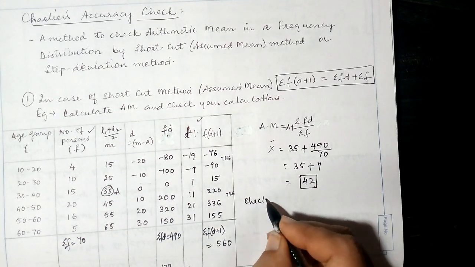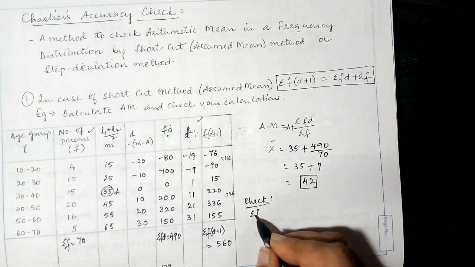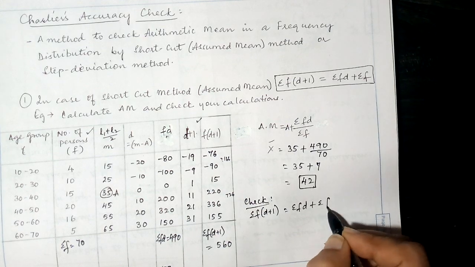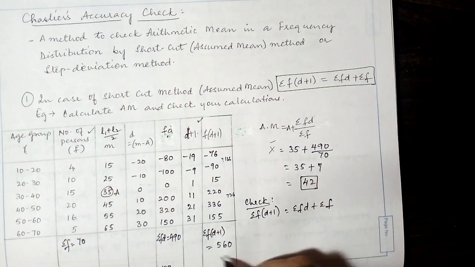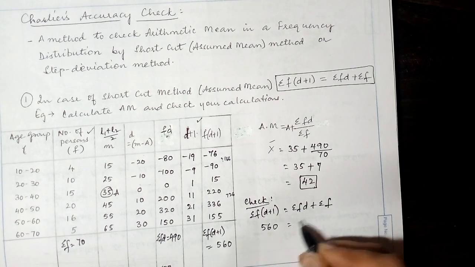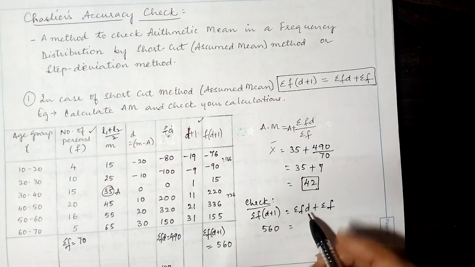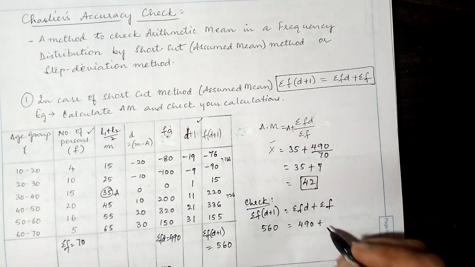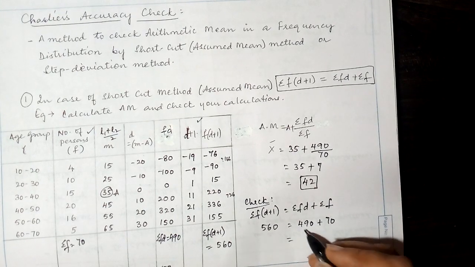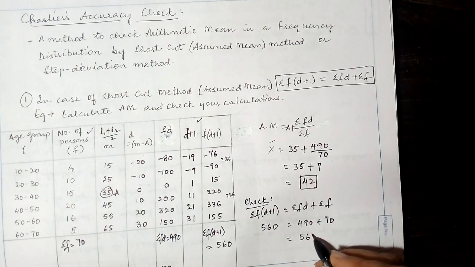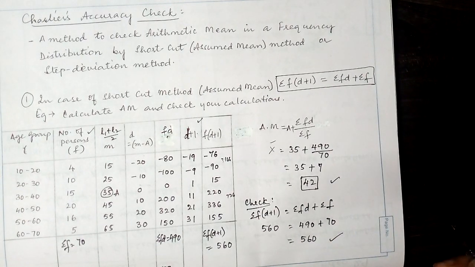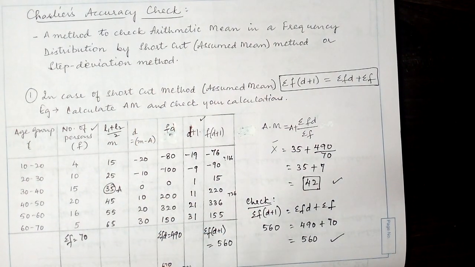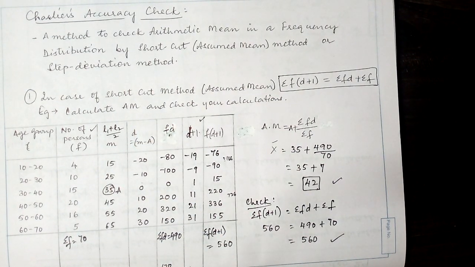So check. Sigma f d plus 1 should be equal to sigma fd plus sigma f. What is sigma fd plus 1? 560 is equal to sigma fd, we found out to be 490. So 490 plus 70, sigma f is 70, is equal to 560. So our mean is correct. So that's how you do it for the shortcut method. Now let us look at the step deviation method.